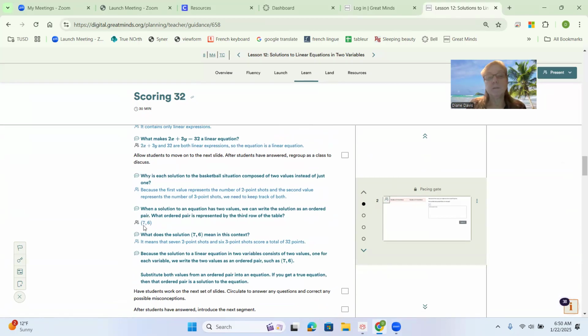The first number stands for x, like in a point on a coordinate plane. The first number stands for 7. The second number stands for 6. Let's substitute those in there. So we have 2 times 7, that would give us 14, plus 3 times 6, that would give us 18. 14 plus 18 is 32, right?